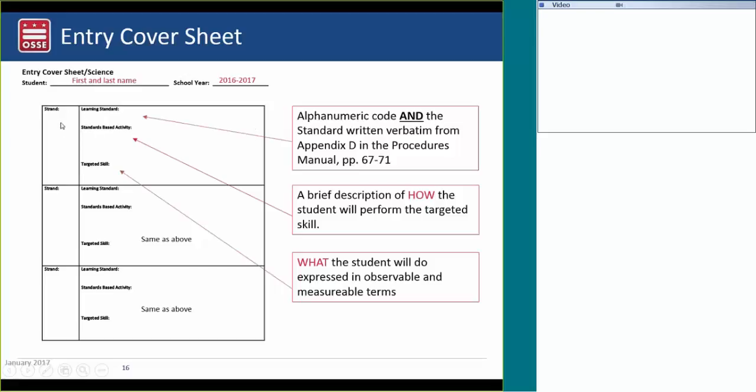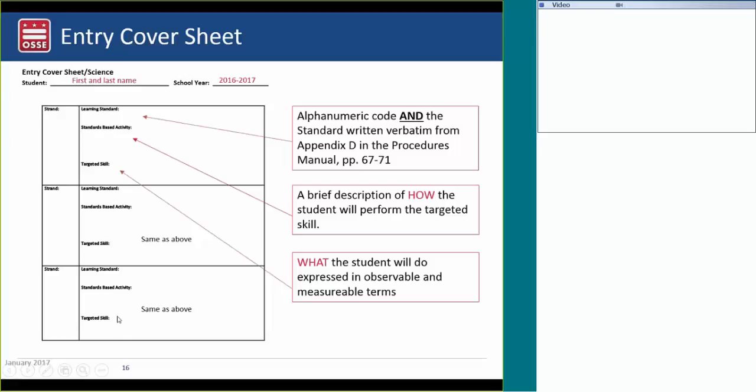So here you would have, for matter and reactions, similar but different notations for energy and waves, and again for forces. What learning standard, what would the standards-based activity be, what would the targeted skills be?